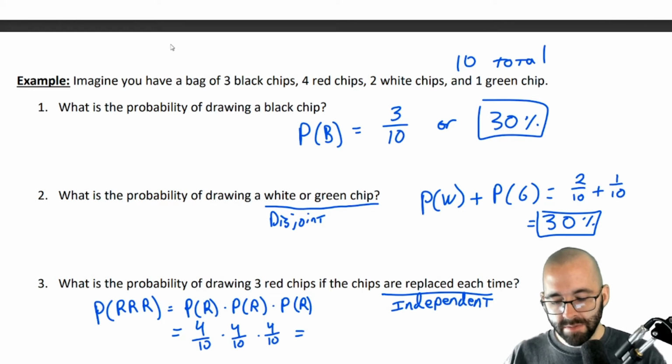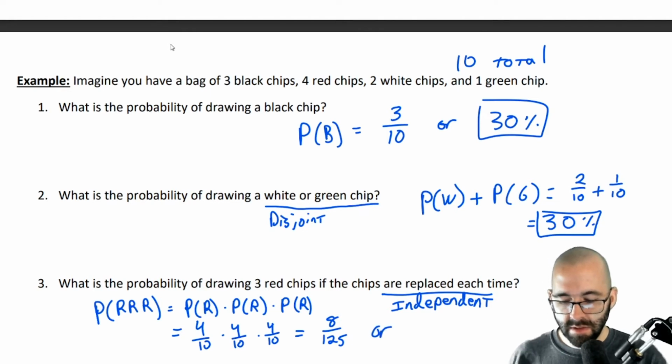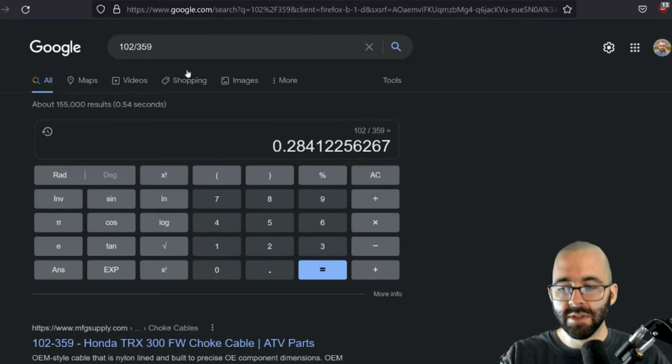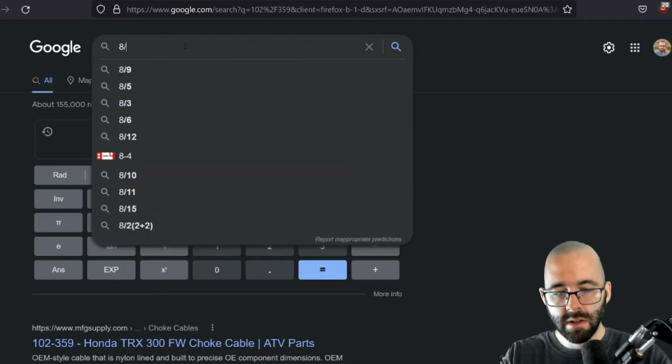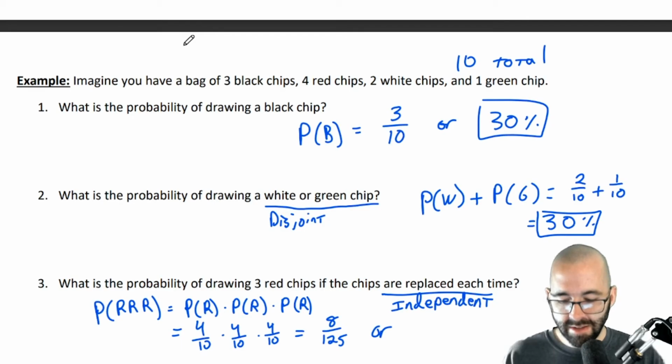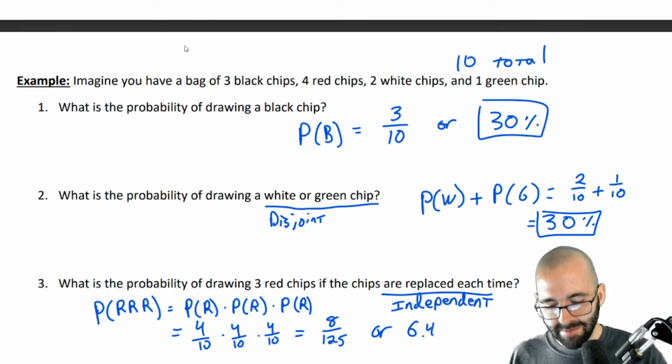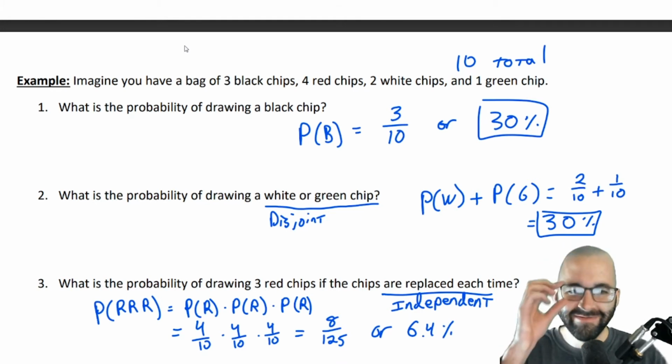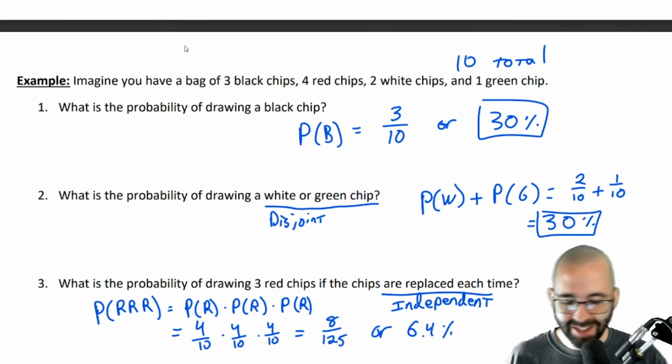Multiply that all out. You're going to get 8 over 125, I think is what it simplifies to. Right? 2/5 cubed. 8 over 125. I don't know what that is. But I would guess it's about 6.4% exactly. That works better when I don't show you me using the calculator.